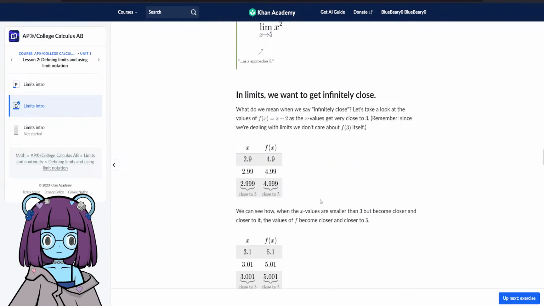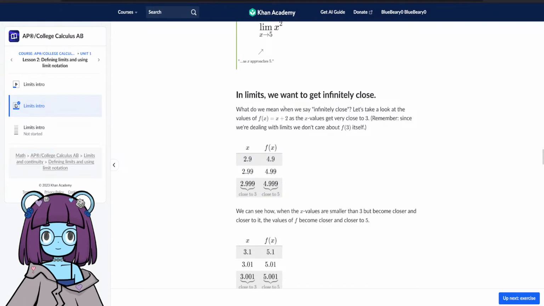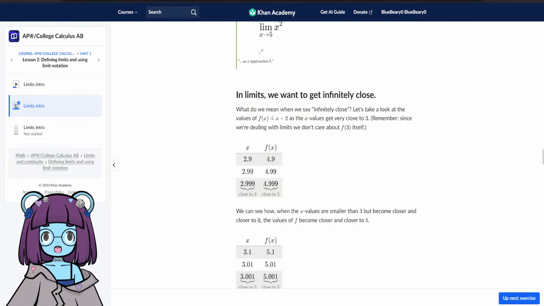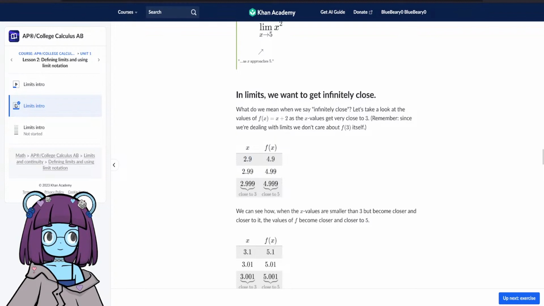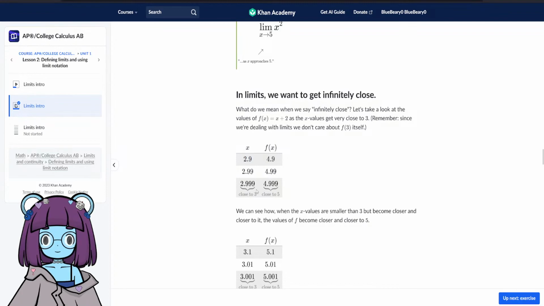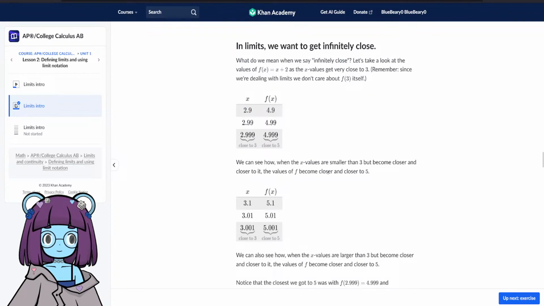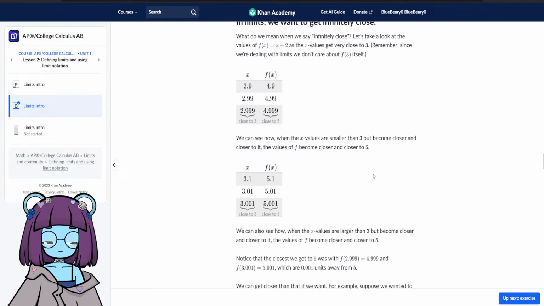In limits, we want to get infinitely close. What do we mean when we say infinitely close? Let's take a look at the values of f of x equals x plus 2, as the x values get really close to 3. Okay, so getting close to 3 and it gets closer to 5. Remember, since we're dealing with limits, we don't care about f of 3 itself. We can see how when x values are smaller than 3, but become closer and closer, the value of f becomes closer and closer to 5.